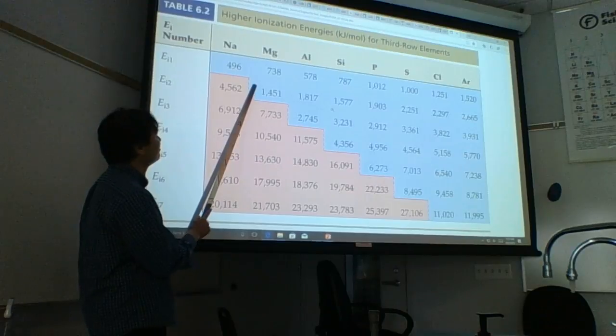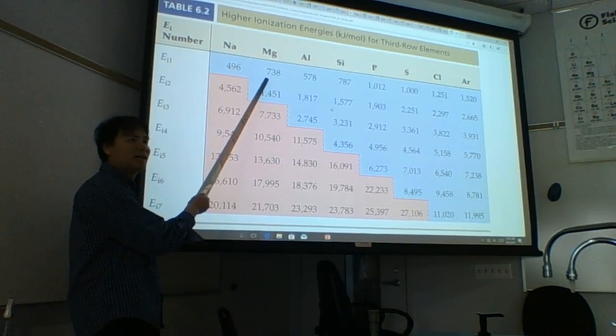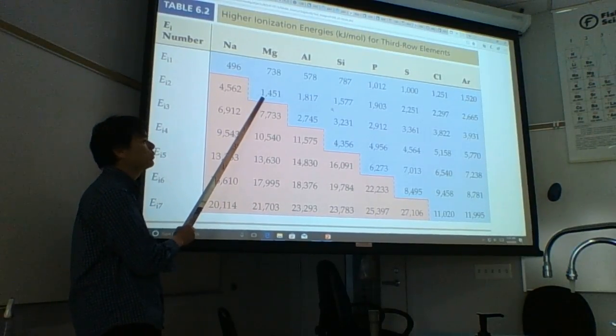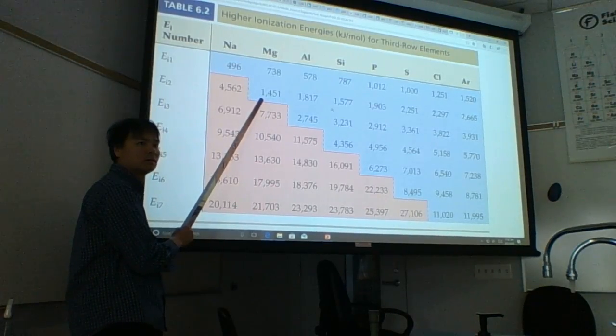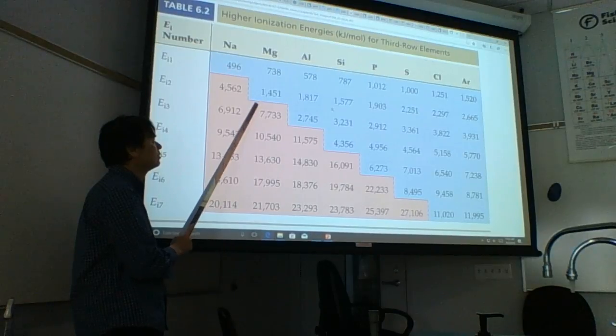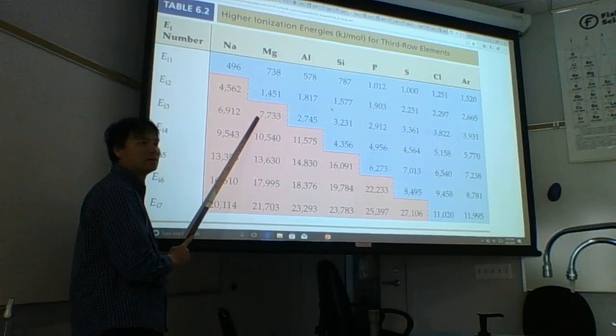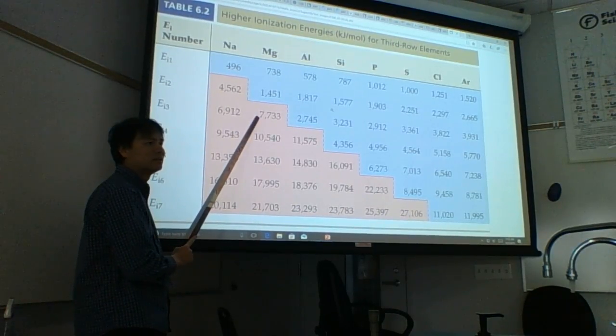Take a look at magnesium. First one, 738, not bad. Second one, 1451. Wow, it's getting more pricey. Third one, 7,000. No, forget it.